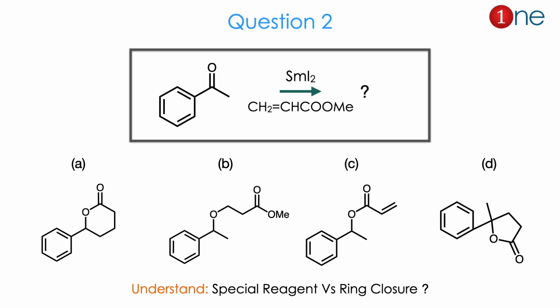Then question number 2. The starting material is acetophenone, and you are using samarium iodide. Then you are using an alkene with an ester group there. They ask you to find the product. There are 4 products with different possibilities: whether cyclization with a 6-member ring or 5-member ring, or just O-methylation, or continuous addition there. From the samarium reagent, you might understand it's a special reagent. And whether ring closure occurs or not is the real question. The answer is D. Let us see how.